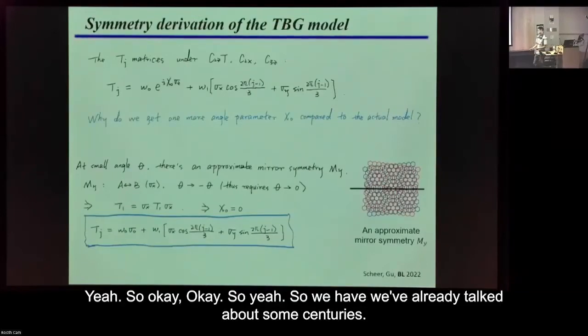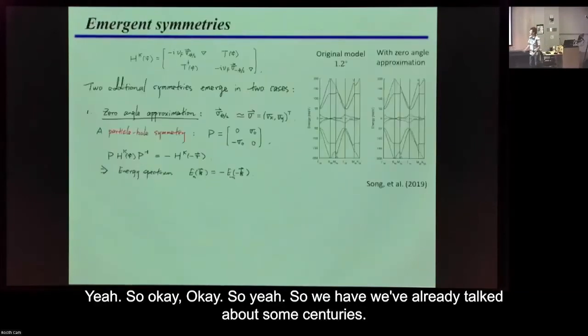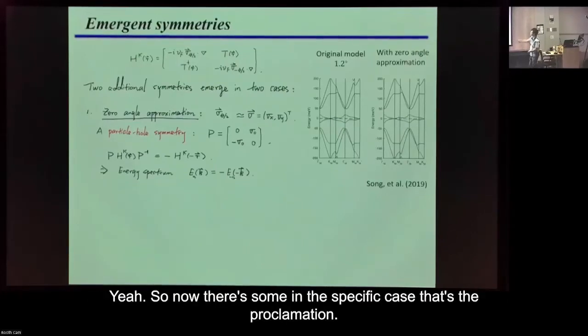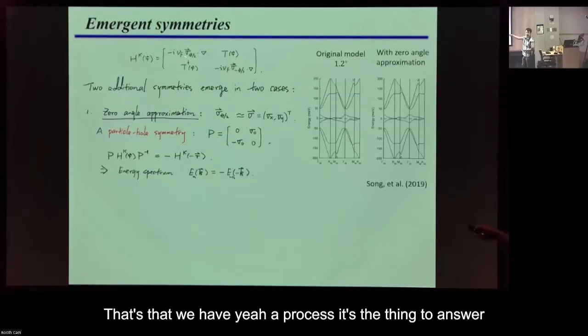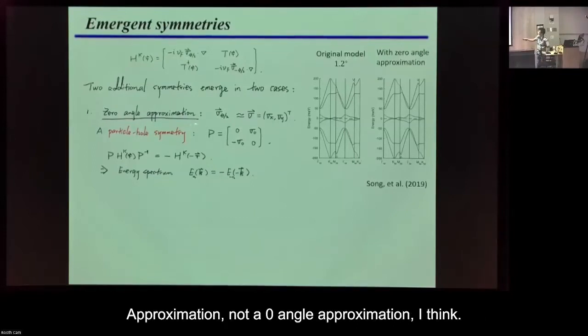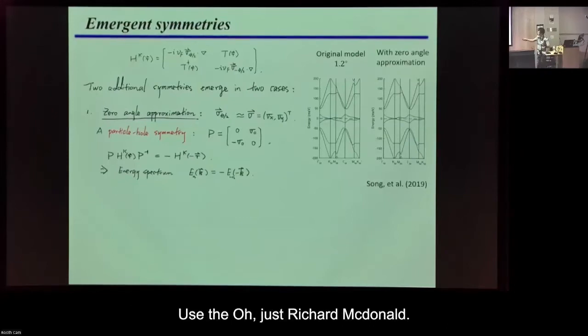We've already talked about some symmetries because we derived the model from symmetry. There are some additional symmetries that we could model in the specific case. The first approximation: sometimes we see people just write this as sigma dot lambda without the twist angle. That's again an approximation, because this rotation is so small that you can ignore it to the zeroth order. This is called the zero angle approximation, which is actually used in the original Bistritzer and MacDonald paper for deriving the magic angle.